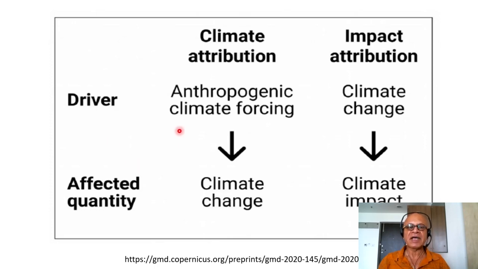Just in terms of impacts, we already talked about attribution, but here it can be climate attribution or impact attribution. So we would look for the affected quantity being climate change or climate impact, and the drivers being anthropogenic climate forcing that we talked about and we will talk about, and the causative agent being climate change and the affected quantity being climate impact. So these attributions can be different.